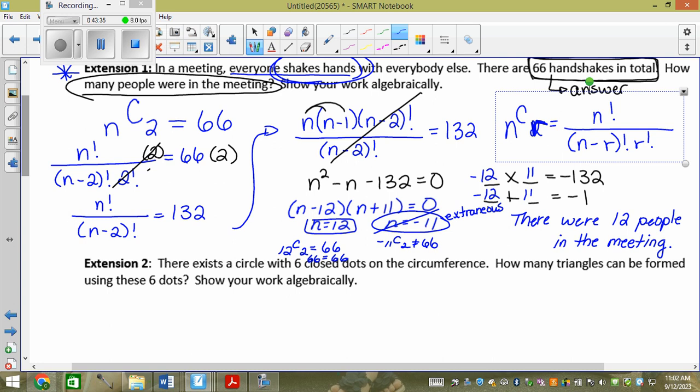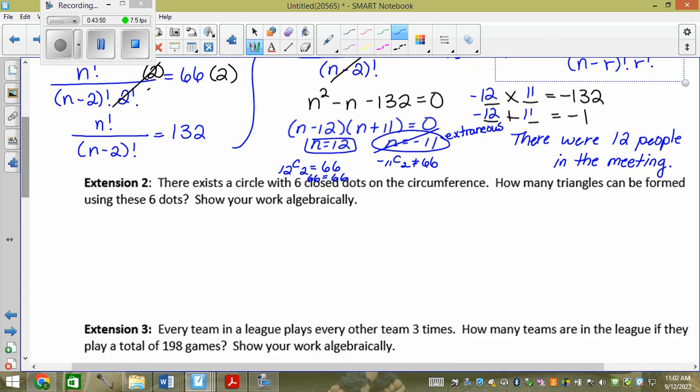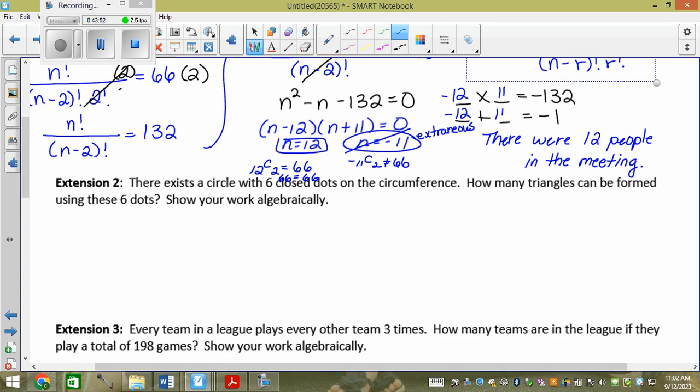Then we're going to skip to extension 3 and then come back to extension 2. Extension 3 says every team in a baseball league, because they're playing 198 games, and football for sure doesn't play that. And basketball usually doesn't play that. Baseball plays a lot of games. So I'm going to say baseball.